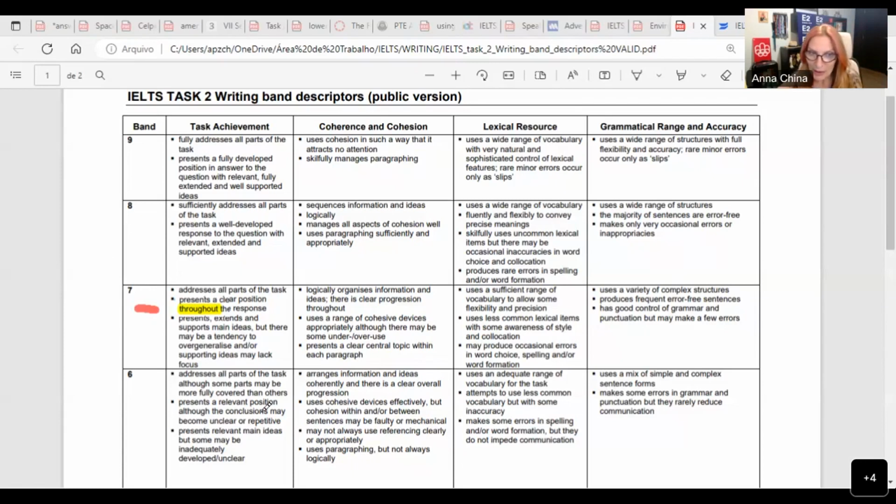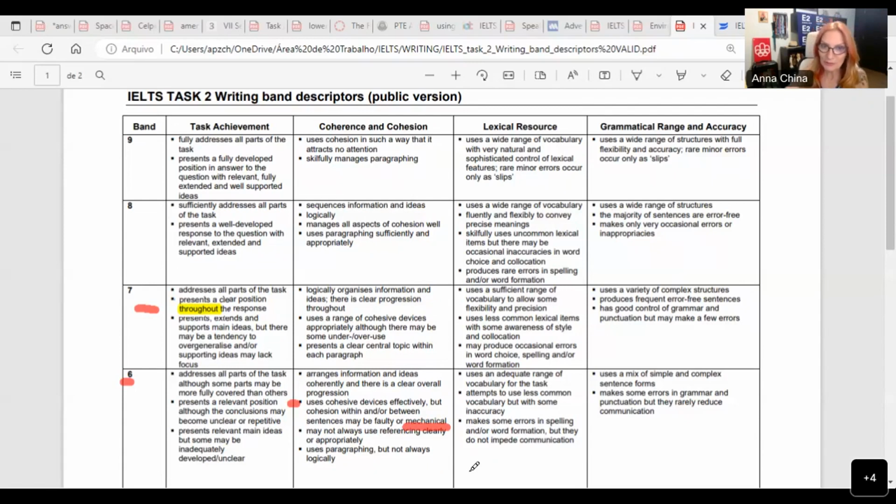When it comes to coherence, if we go to band 6, there's a very interesting point that says, uses cohesive devices effectively, but cohesion within and/or between sentences may be faulty or mechanical. So what is a mechanical marker? Mechanical markers are the connectors that we teach in general English: furthermore, moreover, in addition. For IELTS, they will be graded as mechanical because they're very standardized. The word mechanical here means something standard. So they should use equivalent phrases instead of saying furthermore or firstly, for example, the major point. They should avoid these mechanical markers, even though we teach them and students learn them in general English courses.